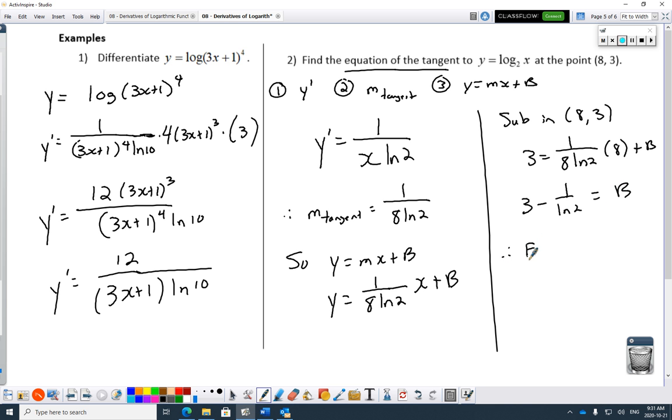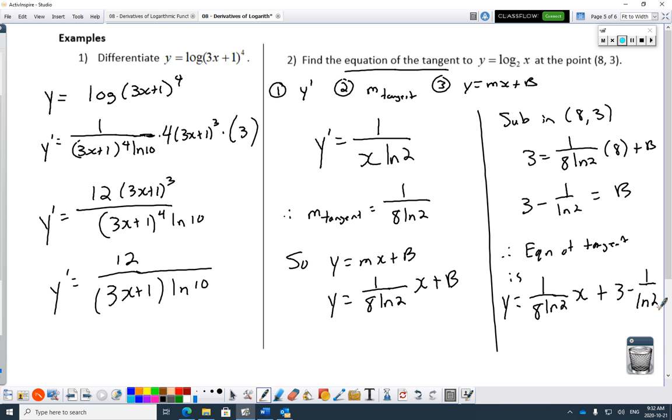Therefore, the equation of the tangent is y equals, what was the slope? 1 over 8 ln 2, x, and then a weird y-intercept of 3 minus 1 over ln 2. The 8's cancel. 1 over ln 2 over 3 minus 1 over ln 2. Bring it over. Yep.